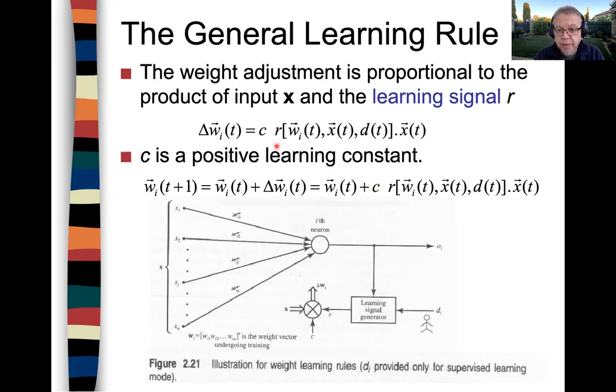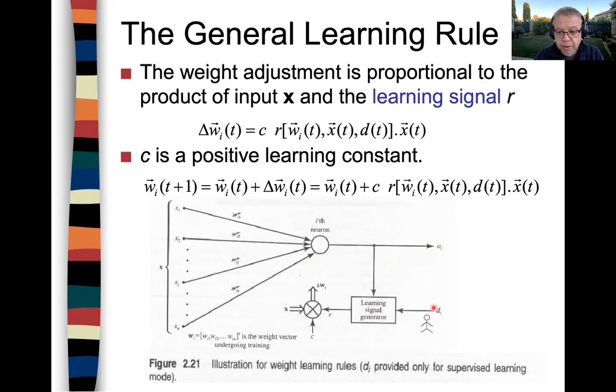Wi plus C times the learning signal R times X of T, which is your input at time T. And you notice that this learning signal R is a function of, so this is your neuron. You have X1, WI1, because you're dealing with the ith neuron, X2, WI2, XJ, WIJ, XN, WIN for this neuron I. And this neuron I is going to give you an output OI.